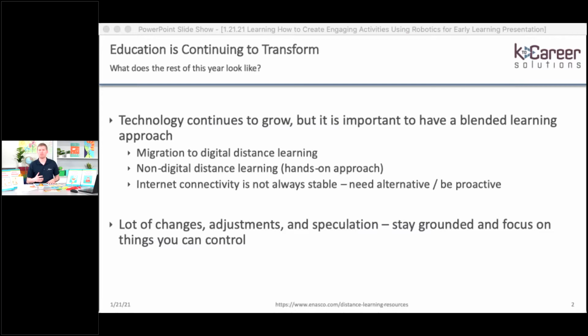So I'd like to start off with talking about education just in general, how it's transforming. And it's not just because of the current situation that we're in or distance learning. It is more due to the fact that education is getting more and more technical because of the advancements of technology, right? So as technology continues to grow, we have to continue to have that blended learning approach. We have to marry that digital component to that hands-on, because that is what students are really looking for, to be able to make those concrete, tangible connections that we sometimes are not able to make unless we have something concrete.